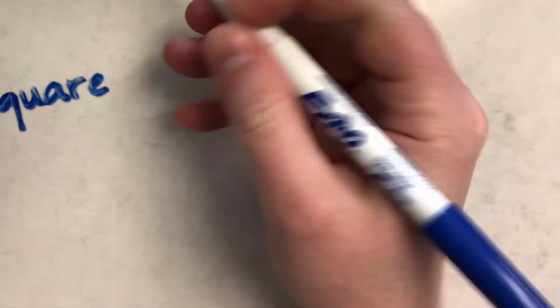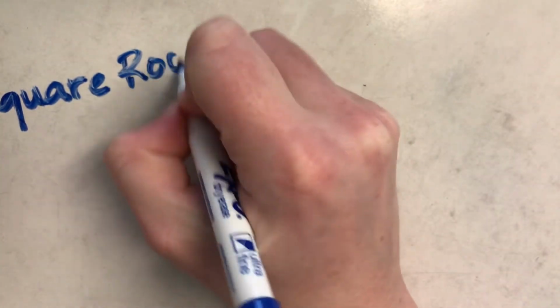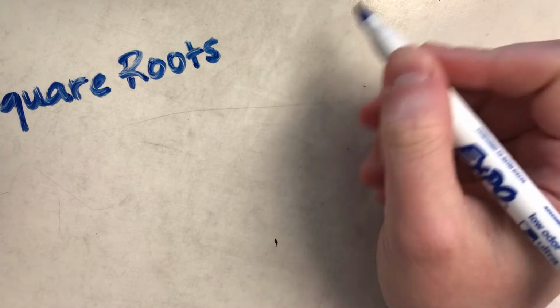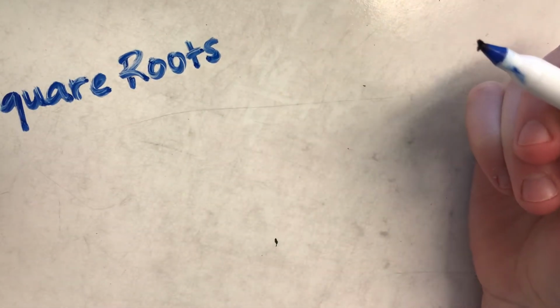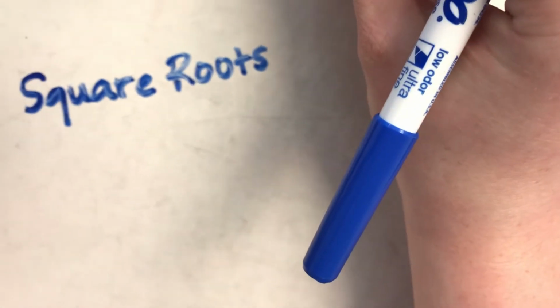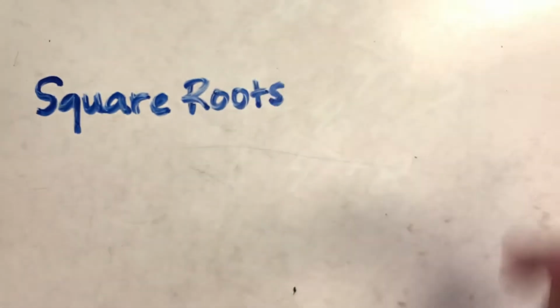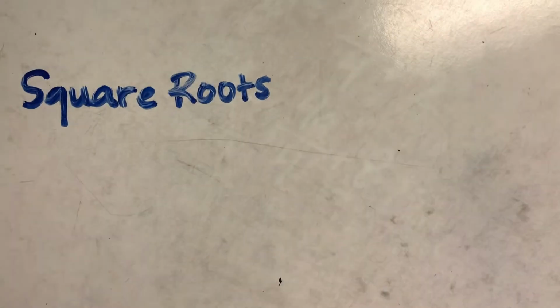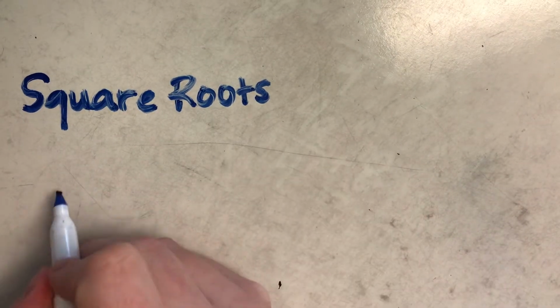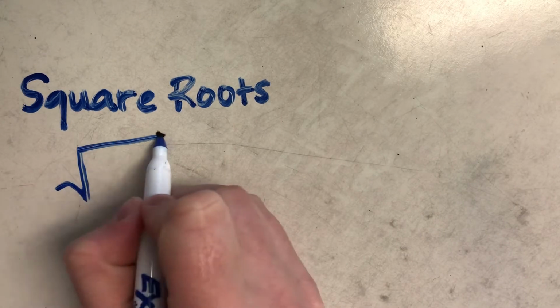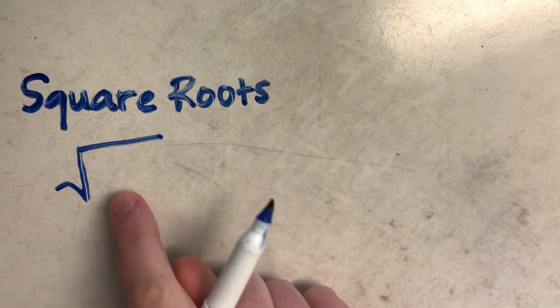Okay, so today we want to look at square roots and cube roots. They almost look like division symbols. They typically look like this, but this is not division.